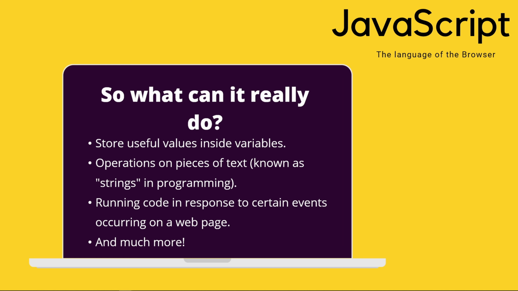Well, JavaScript can store values inside variables. It can perform operations on pieces of text known as strings in programming. It can run code in response to certain events, for example, click events, key up events, key down events, load events on the web page, and much more.